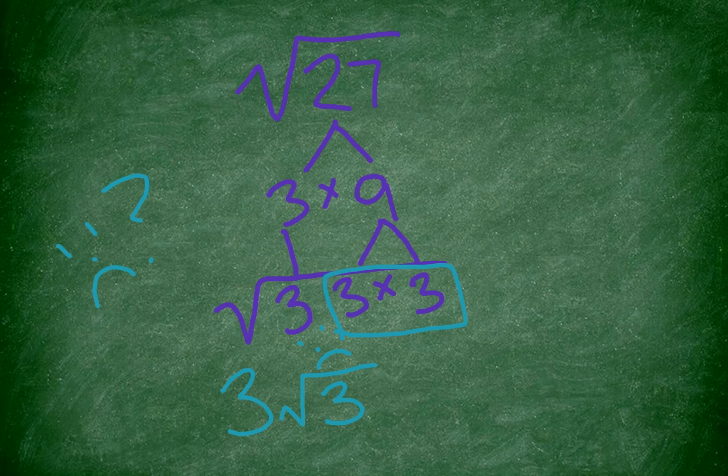And if you forgot during a test and you can't remember how to do it, you can always type in square root 27 in the calculator and hit enter, and then type in 3 square root 3 in the calculator and hit enter. And if the decimals are exactly the same, then you know you're doing it right.